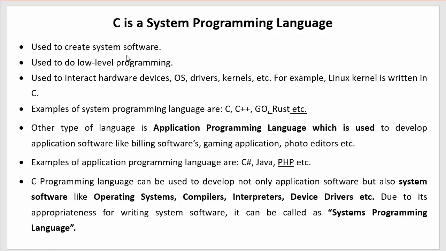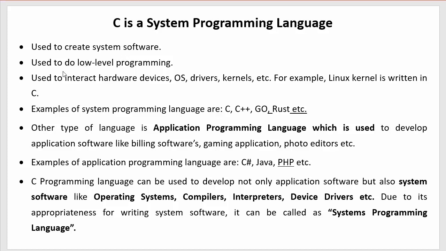With the help of the operating system, we try to access all these resources, and this operating system is created or developed with the C programming language. So the operating system is also a system software, and drivers, kernels, compilers, interpreters, all these are system software, because these system software allow the users to access various resources of the computer. I hope you have understood this first point.